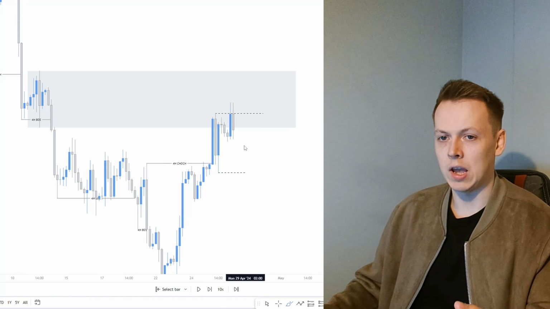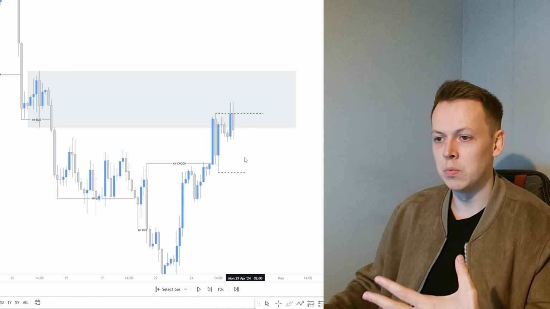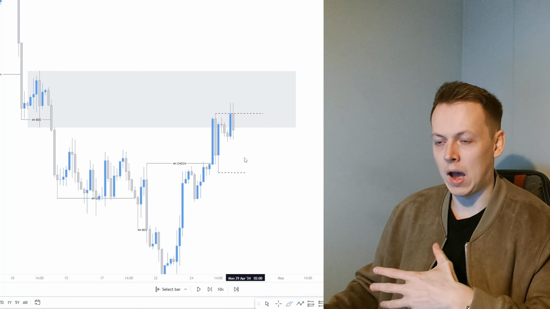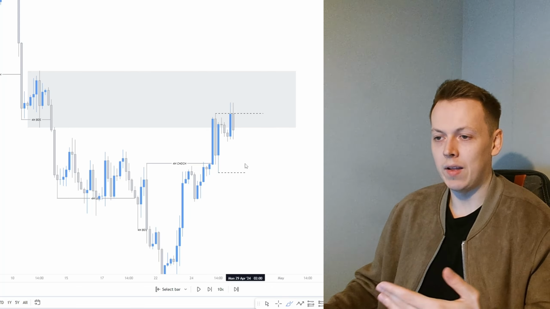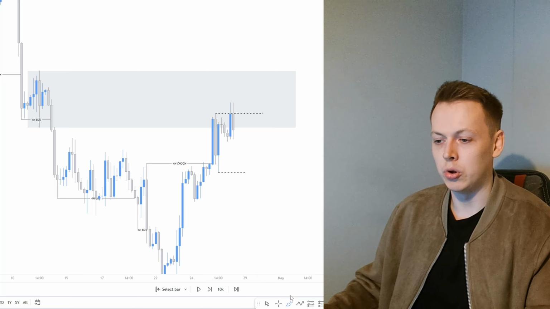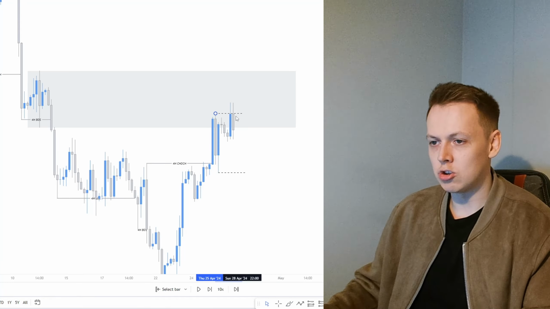So that's again just getting an understanding of what's going on the higher time frames. It's always good to be able to have an idea of where we actually are and the types of things that could happen in this area. So we're going to just leave this line in, and this line as well.